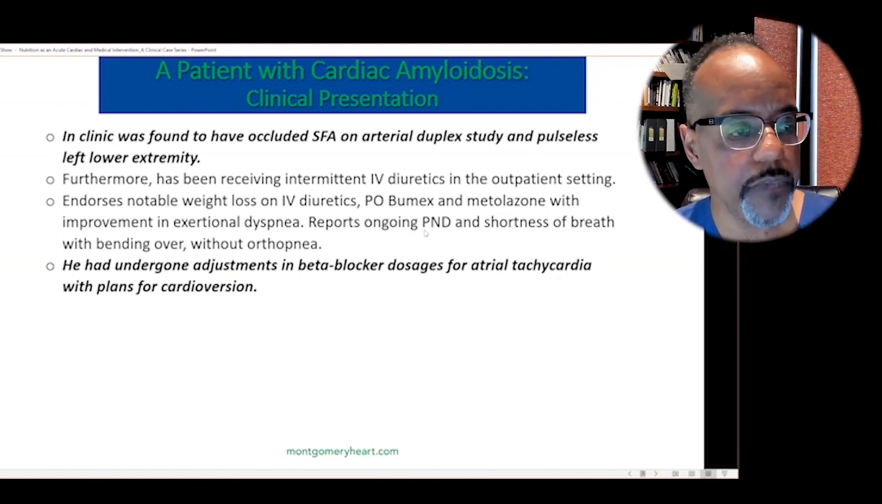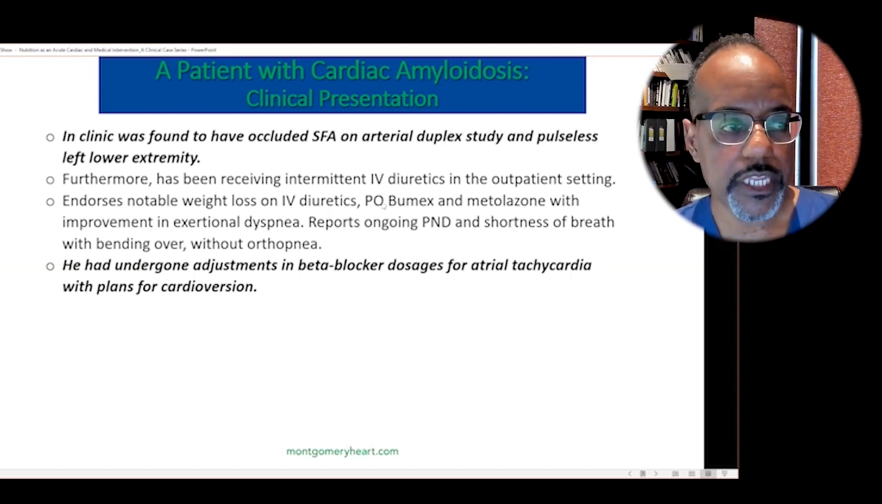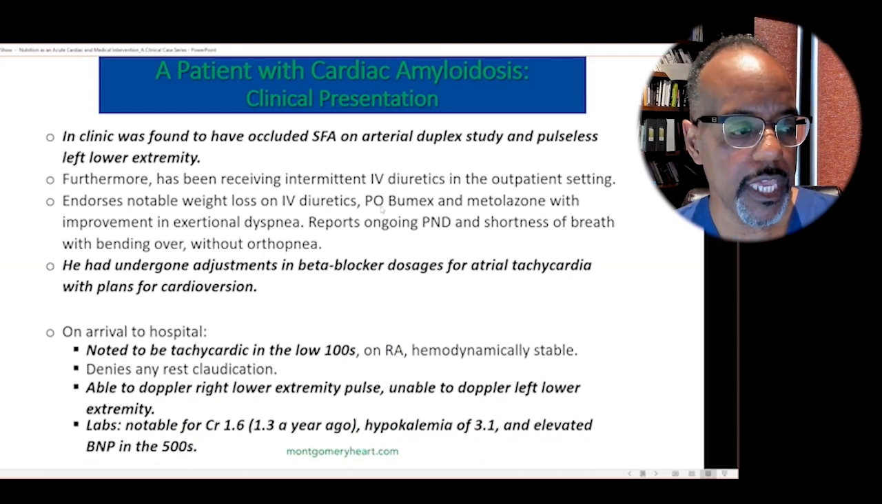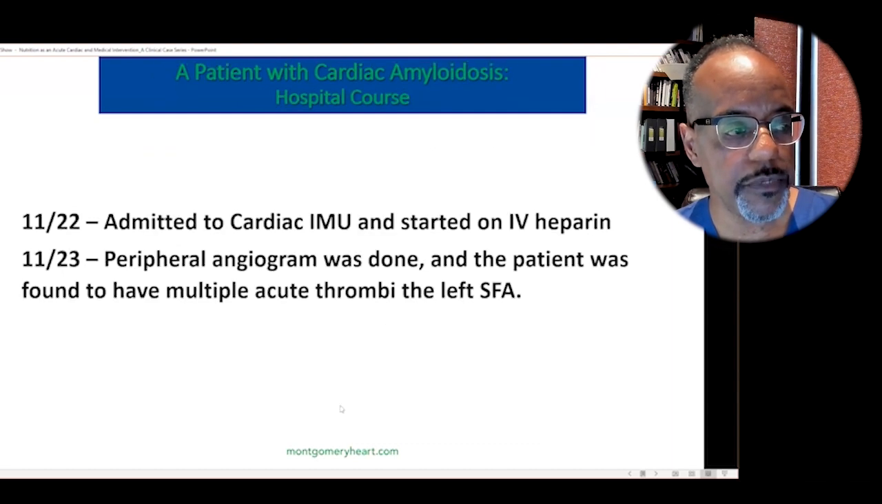He underwent some medication adjustments and diuretics in the weeks leading up to this time, but he had an occlusion to the leg. We noticed heart rate upon admission was in the 100s. The rhythm was an atrial flutter rhythm or atrial tachycardia. They could not get Dopplerable pulses in the left lower extremity, but they were able to get him on the right. His kidney function was a little bit abnormal from baseline. His potassium was lower. His B-natriuretic peptide was in the 500s. I'll discuss that a little bit later.